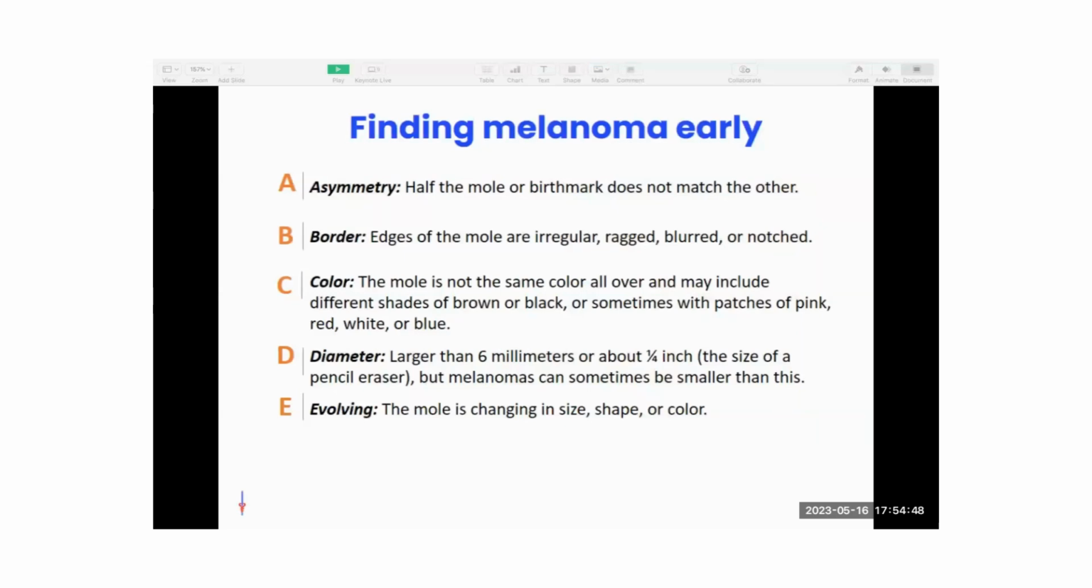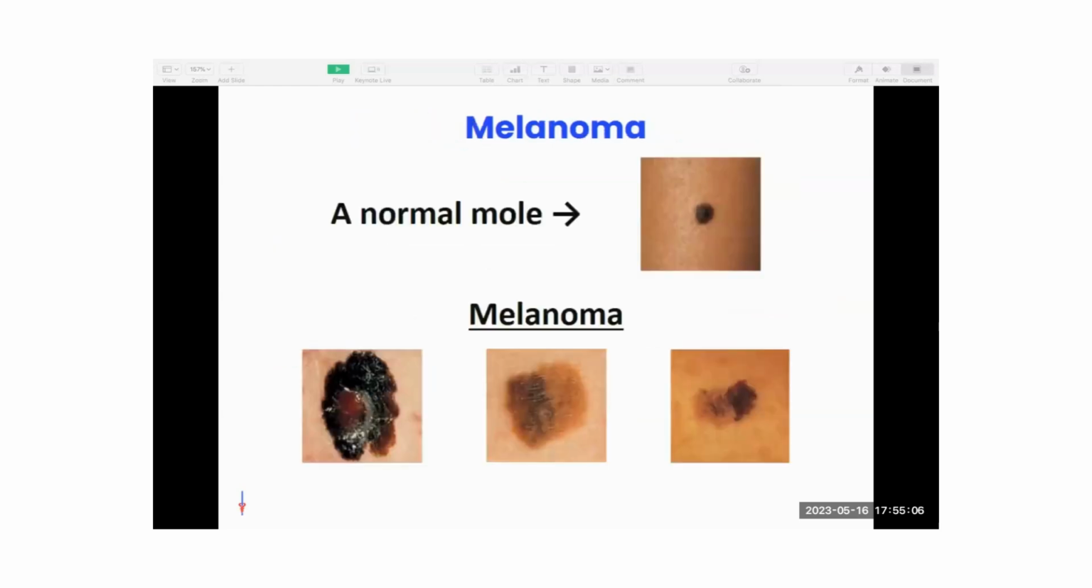Quickly on melanoma, the ABCDEs: asymmetrical, the border's irregular, the color is different colors. So it can be pink, red, white, blue, different colors within one mole. And the diameter is usually bigger than a pencil eraser. So there's an example of a perfectly round, normal shape, and different examples of melanoma.